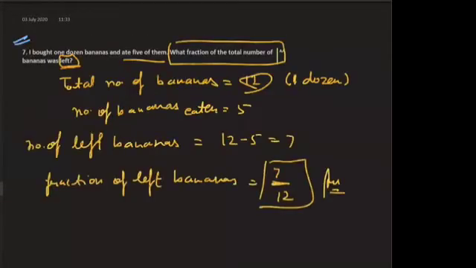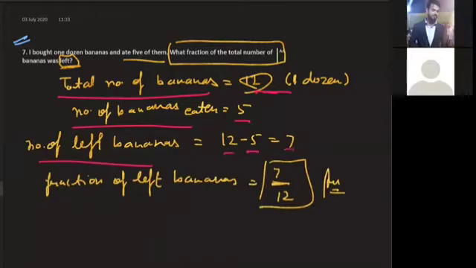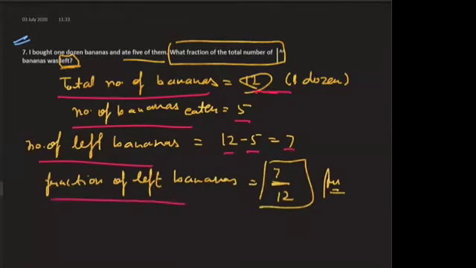So what I have done in this question: the total number of bananas is 12, and the number of bananas eaten is 5. So the number of bananas left is equal to 12 minus 5, which is 7. So the fraction of bananas left is equal to 7 upon 12. Okay, I hope this is clear. So this is all for today, and after this I will start the next chapter. This was the last exercise of chapter 14. So thank you, everyone.